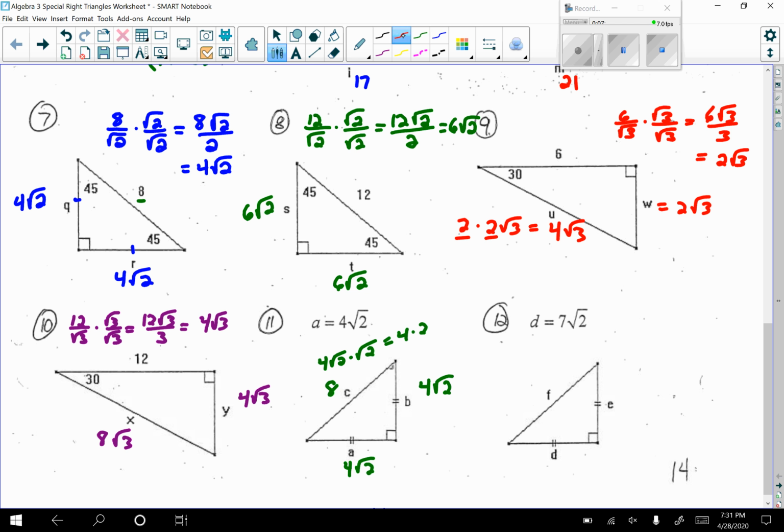Now for 12, D is 7 radical 2. So is E, 7 radical 2. So now if I took 7 radical 2 and multiplied it by radical 2, I'd get 7 times 2, which is 14 for side F, or the hypotenuse.